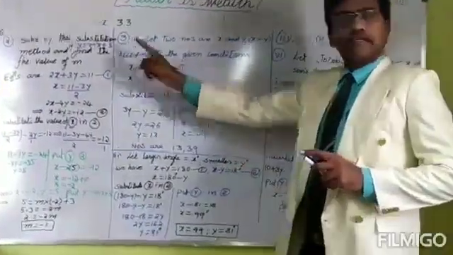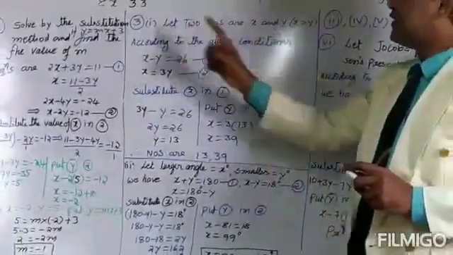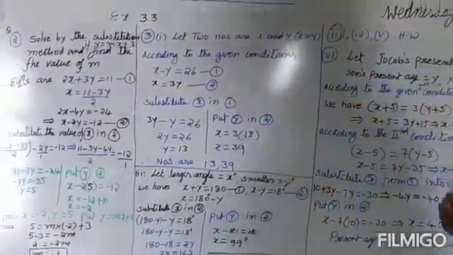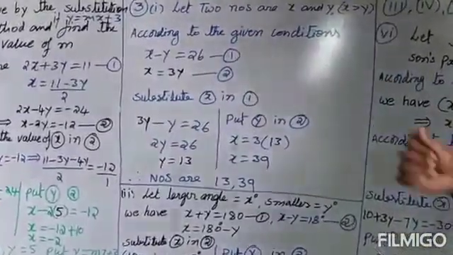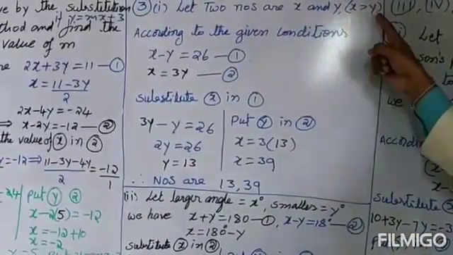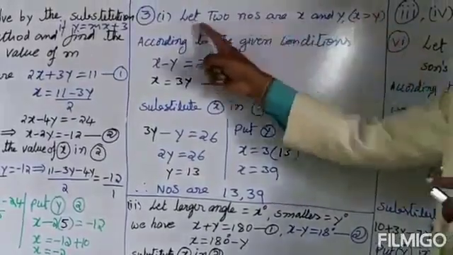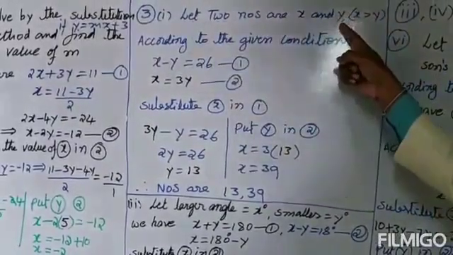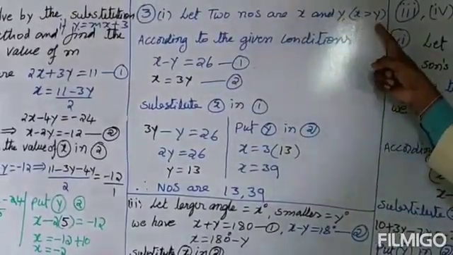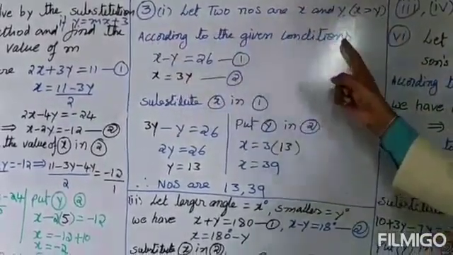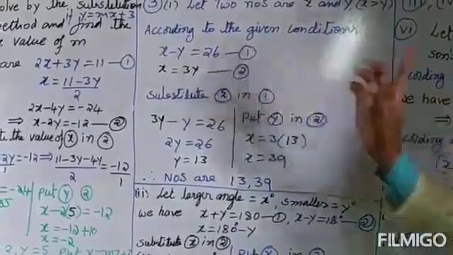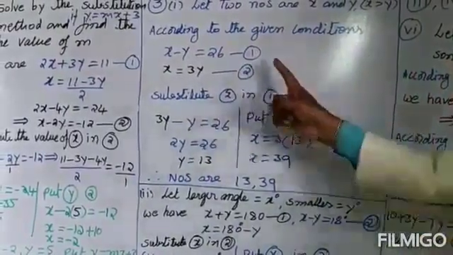You see, in question number 3, first question, 2 numbers are there. The difference of these 2 numbers is 26, given. So we are going to take the first number as greater than the second number. So let the 2 numbers be x and y. I am taking x greater than y. You can take y greater than x also. So according to the given condition, the difference of 2 numbers equal to 26. So this is equation number 1.